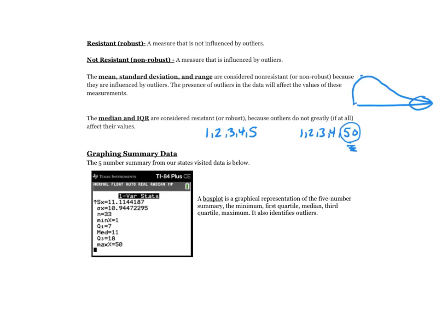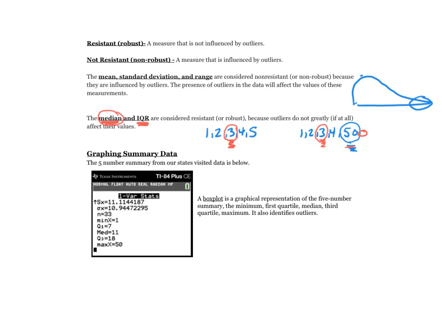But the median, which is supposed to be not affected by the outlier, the median of the first set would be 3, because that's the middle value. And the median of the second set would also be 3, because that is the middle value. You could change this 50 to be 500, and it still doesn't affect that the median was 3. Okay, so the median is not affected by outliers because it's really a position measurement, and the same with the interquartile range, not affected by outliers. Okay.